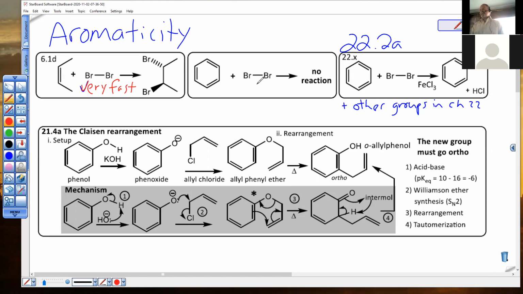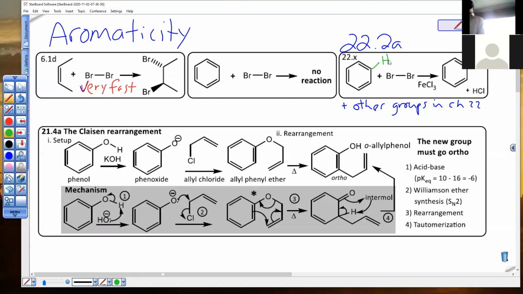Why? Because the pi electrons in benzene are resonance stabilized by aromaticity to the tune of 152 kilojoules per mole for 6 pi electrons. Not reactive enough. In our next chapter, which will focus exclusively on reactions of benzene, we're going to see that you can force the benzene to react, but it will not be in a fashion such as it was in section 6.1d. It will be a substitution reaction where this H here gets replaced with a bromine.